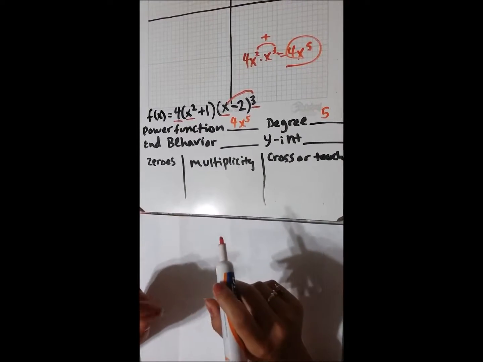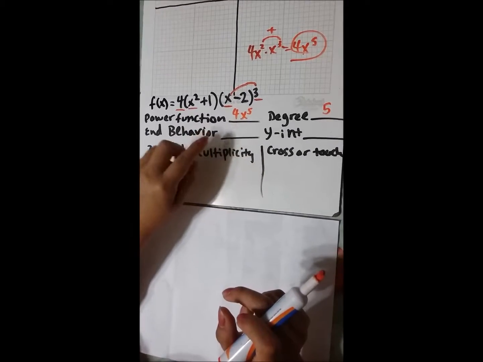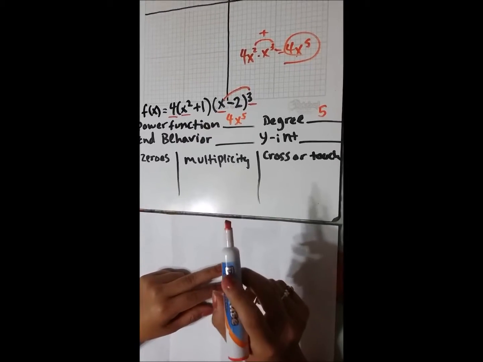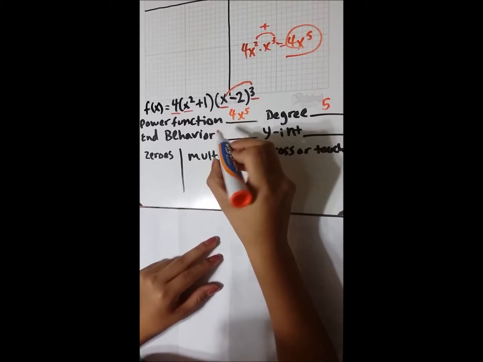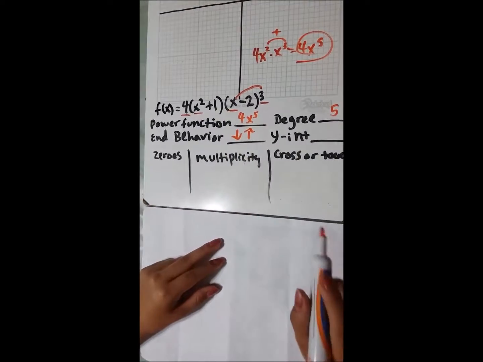Now for the end behavior, we're going to go back to the power function. Since our leading coefficient is a positive number and our exponent is an odd number, our end behavior is going to look like this. It's going to go down, up.